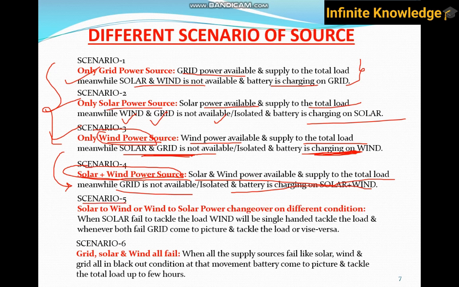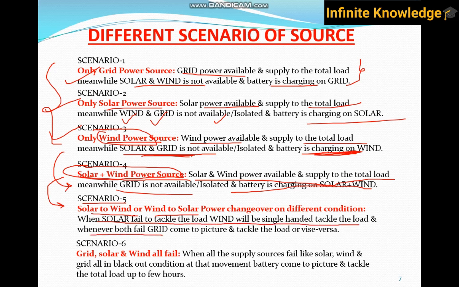What is the fifth scenario? The fifth scenario is solar to wind or wind to solar power change. As you know, in the fourth scenario, solar and wind both are continuously feeding power to the load. Now let's say something happens and wind is gone. Wind is gone means a solar to wind changeover. So initially solar and wind both are supplying power, and after some time only solar is supplying power. Same in this condition: initially solar and wind both are supplying power, after some time solar is gone, so only wind supplies power. So when solar fails to tackle the load, wind will single-handedly take the load.